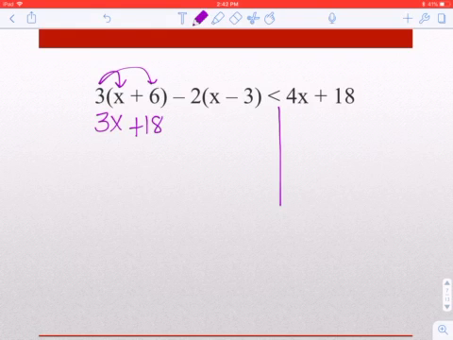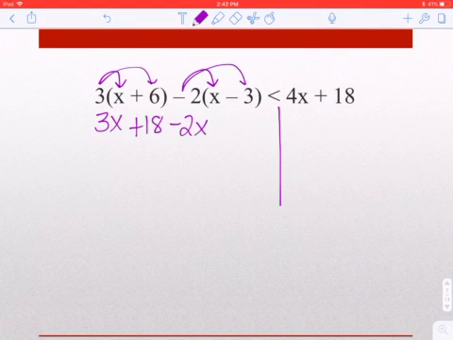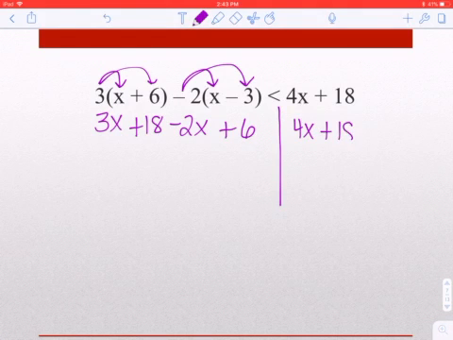Then I'm going to distribute the negative 2. So negative 2 times x is negative 2x. Be careful with your signs. Negative 2 times negative 3 becomes positive 6. A negative times a negative makes that a positive. On the right side, I don't have anything to simplify, so I'm going to keep it as 4x plus 18.